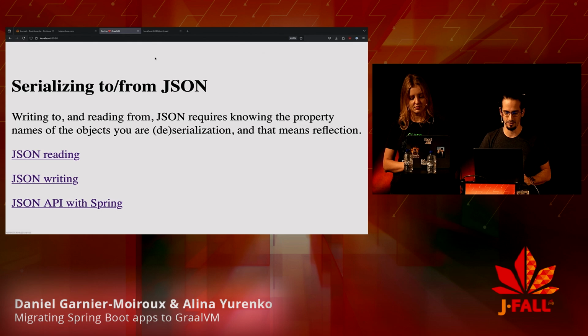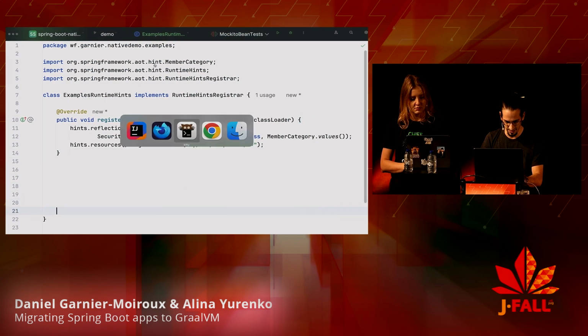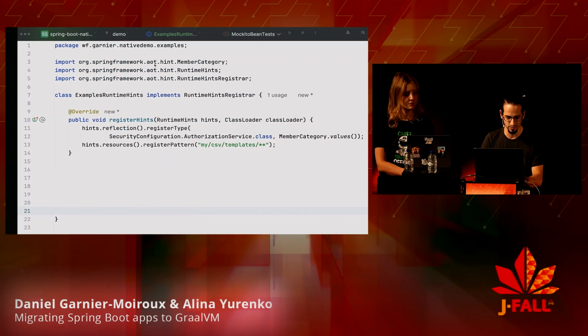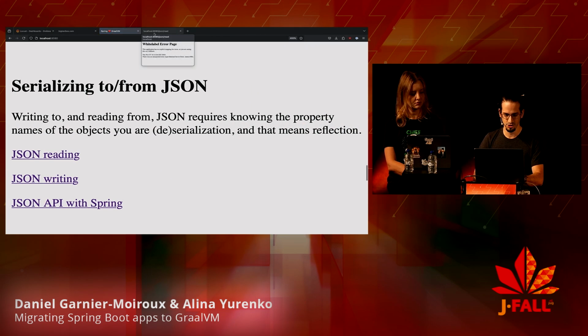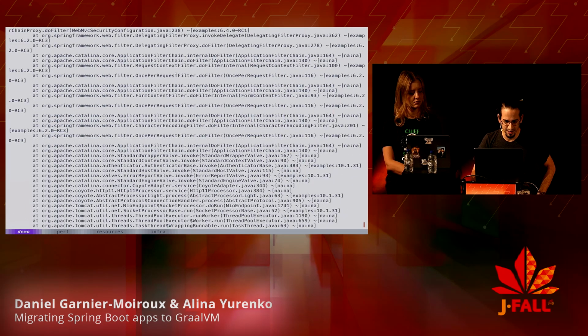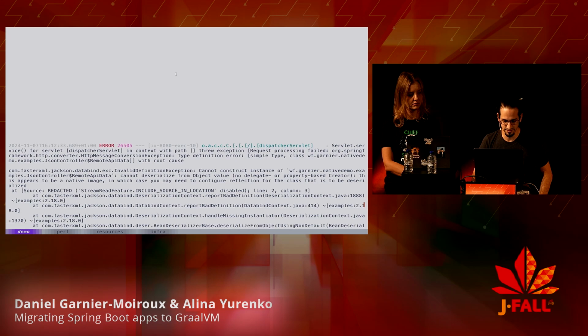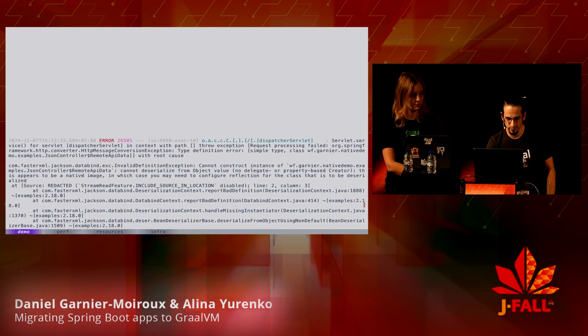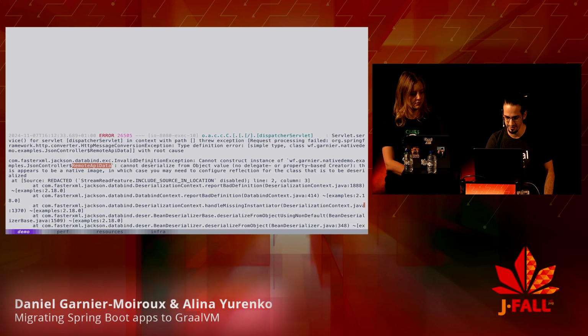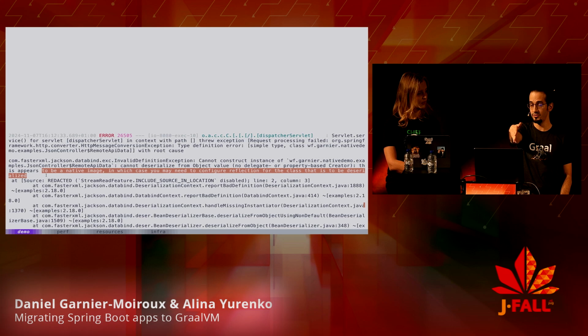So let's see that. Maybe, you know what, I'm going to put some new lines here so we can see it better. And refresh. There we go. So in here, this thing tells me I cannot construct an instance of RemoteAPIData. I can't deserialize. But also it tells me this appears to be a native image, in which case you need to configure reflection for the type RemoteAPIData.